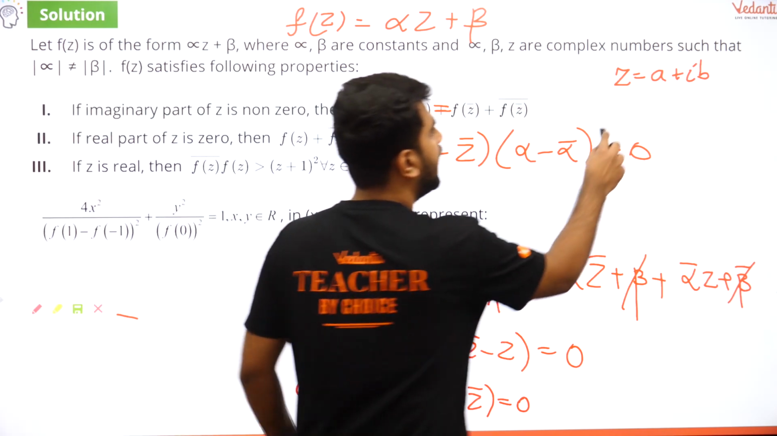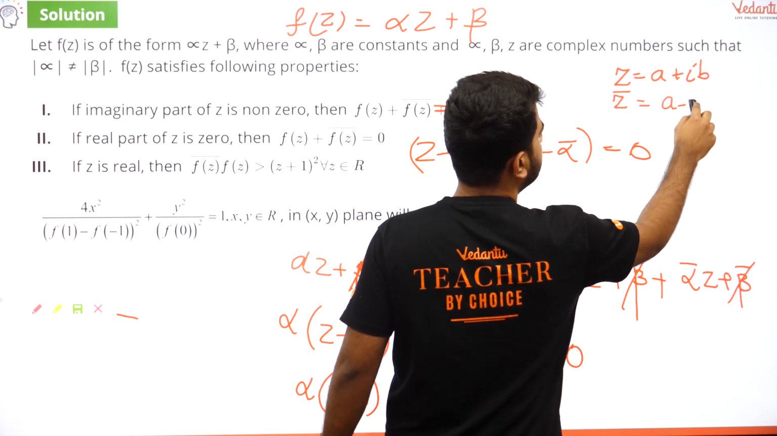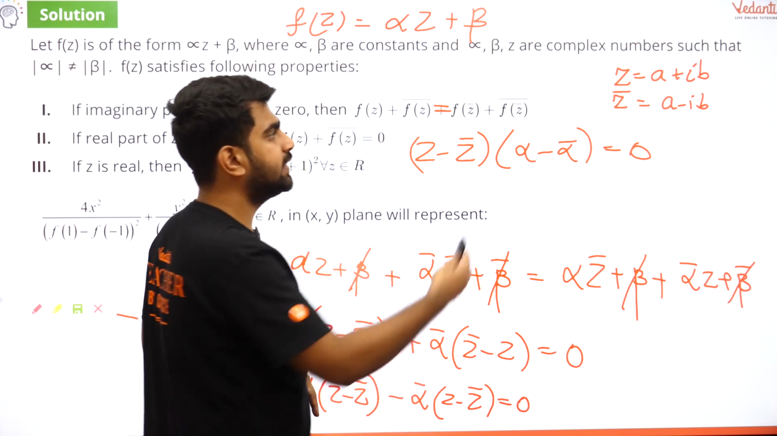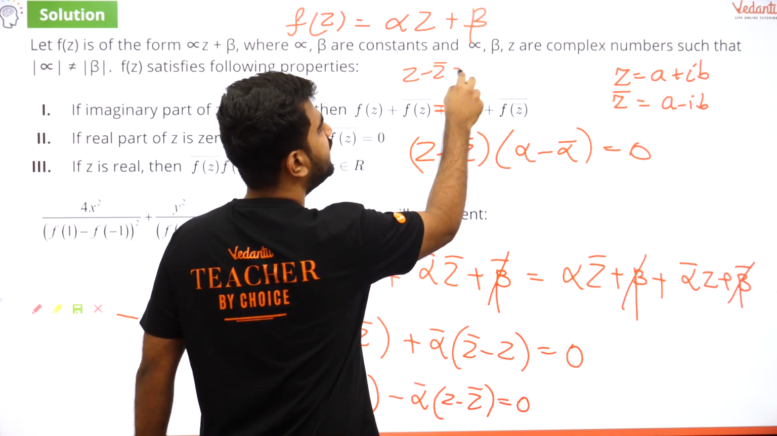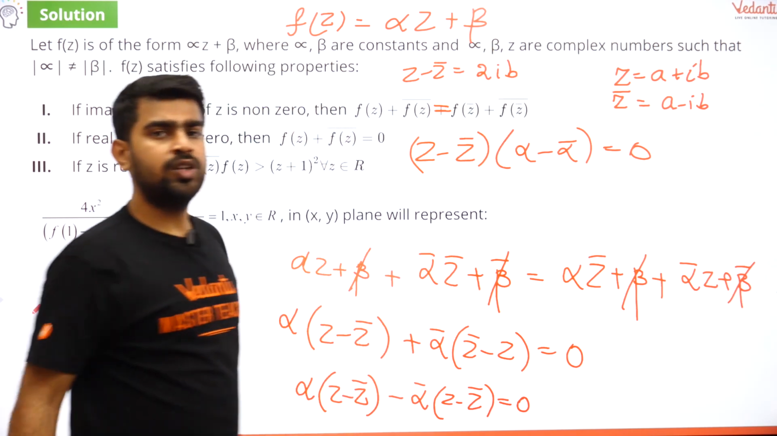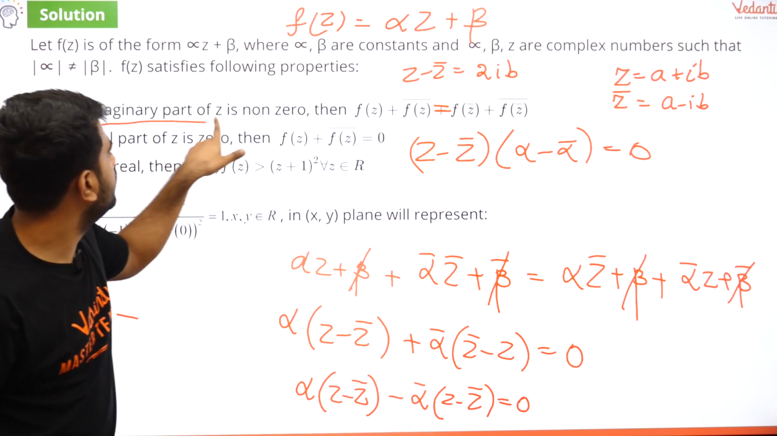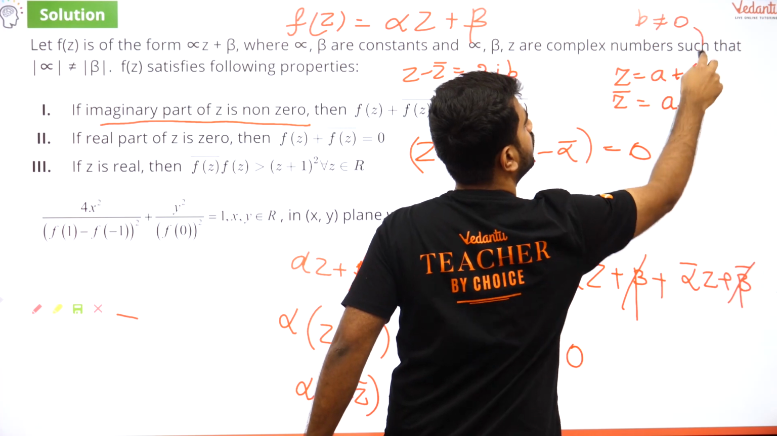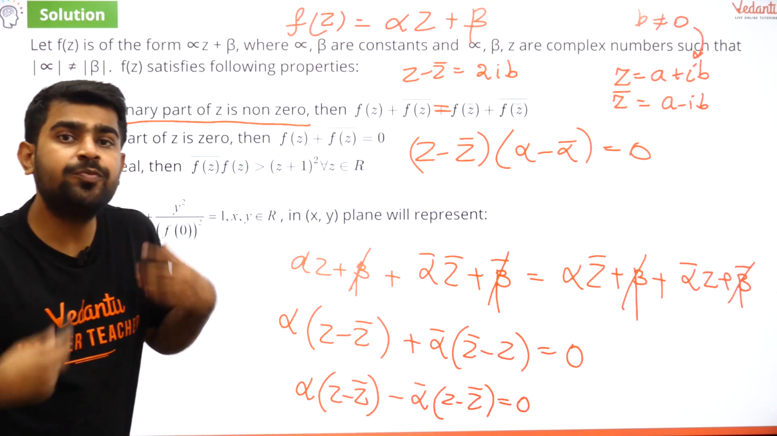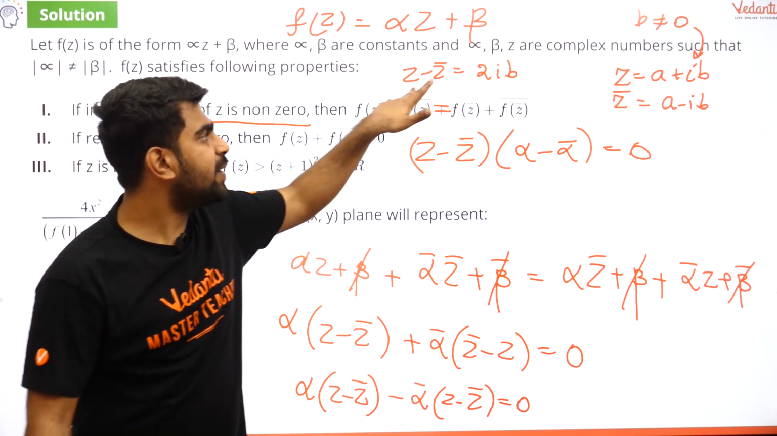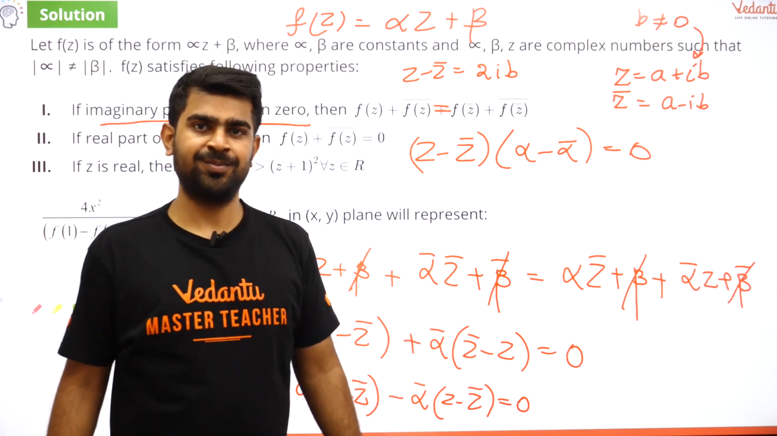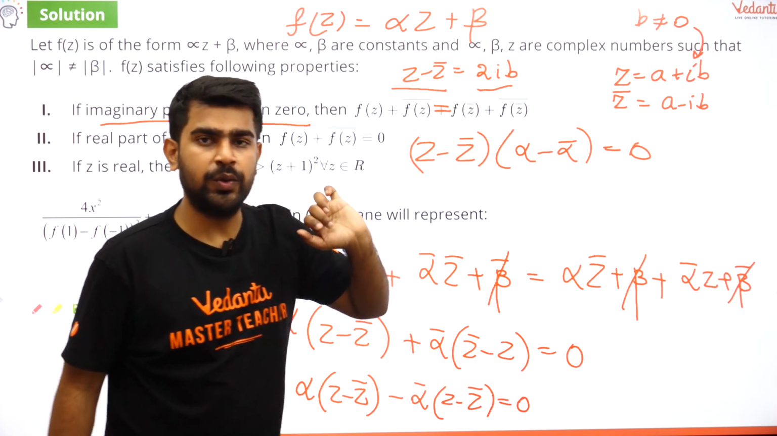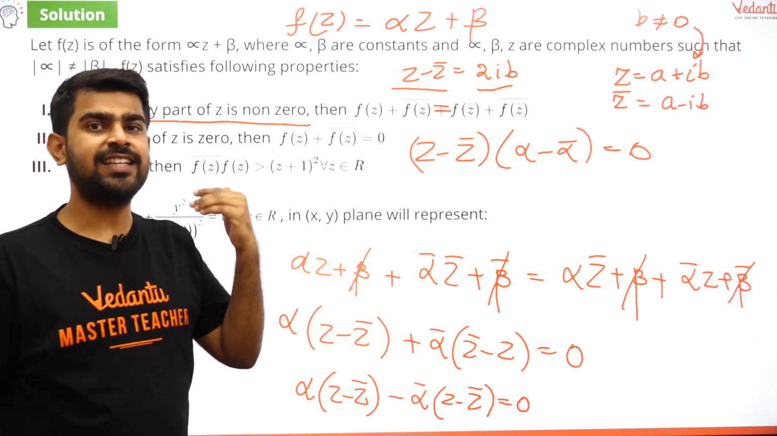So what is z bar? Z bar is a minus ib. So when I do z minus z bar, what do I get? Z minus z bar will give me 2ib. Now, if the imaginary part of z is non-zero, that means b is non-zero. If b is non-zero, can I say that z minus z bar will also be non-zero? That is absolutely right.